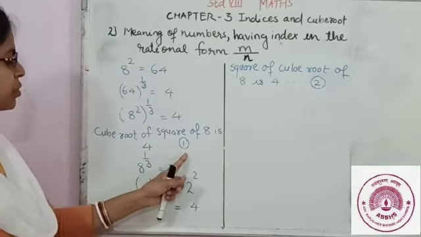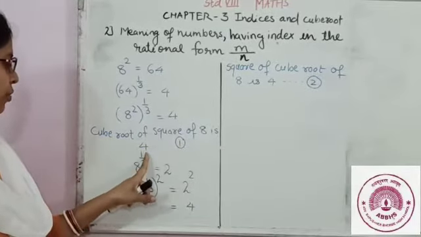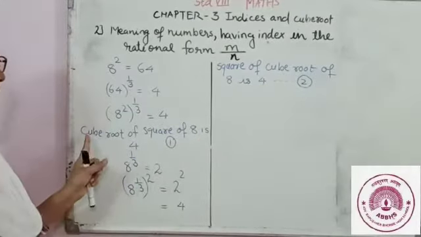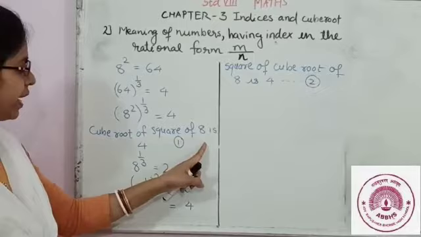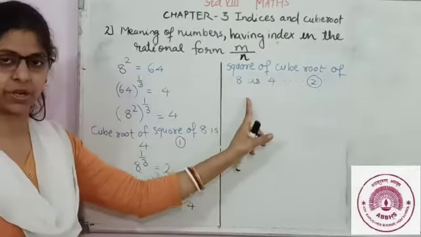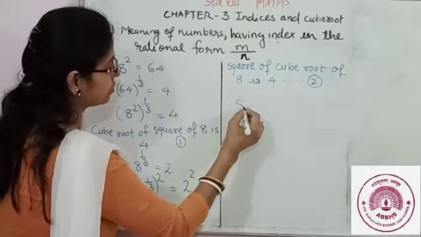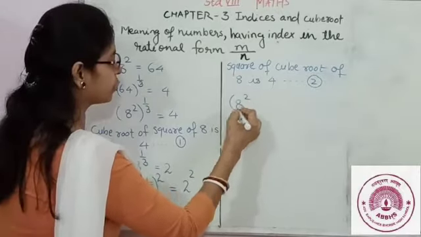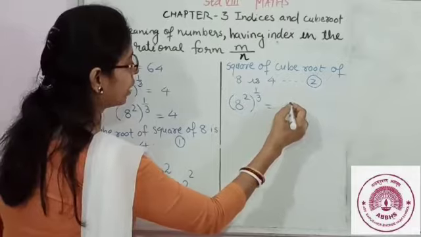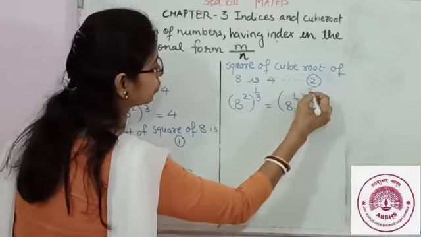Let this be equation number 2. Now if you see equation number 1 and equation number 2, their answers are 4. You can see here, this is also 4, this is also 4. It means that cube root of square of 8 is equal to square of cube root of 8. Okay, so we can write this in numbers: 8 square raised to power 1 by 3 is equal to 8 raised to power 1 by 3, raised to power 2.